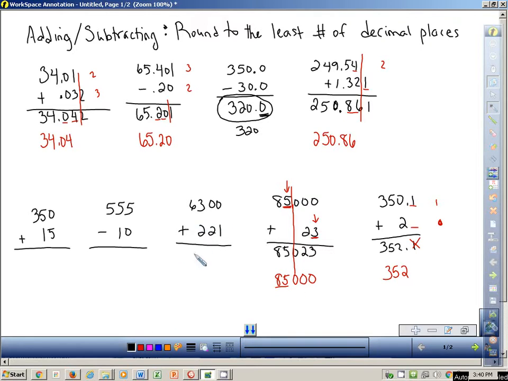All right. Here's another example. We do our math. We're going to get 6,521. Okay, find the farthest sig fig to the right. The 3 is the last sig fig to the right in this one. The 1 is the last sig fig to the right in 221. This one's in the hundreds place. This one's in the ones place. The furthest to the left is the one in the hundreds place, which means I'm going to have to cut my answer off at the hundreds place.